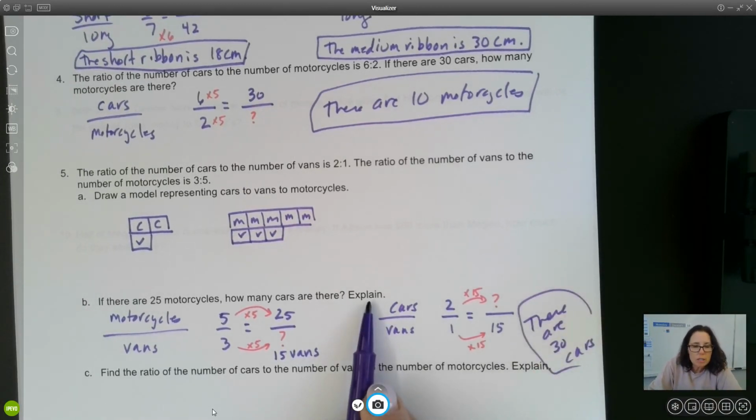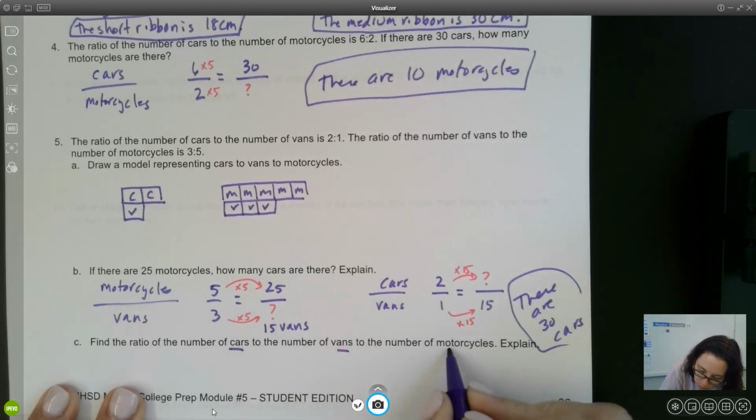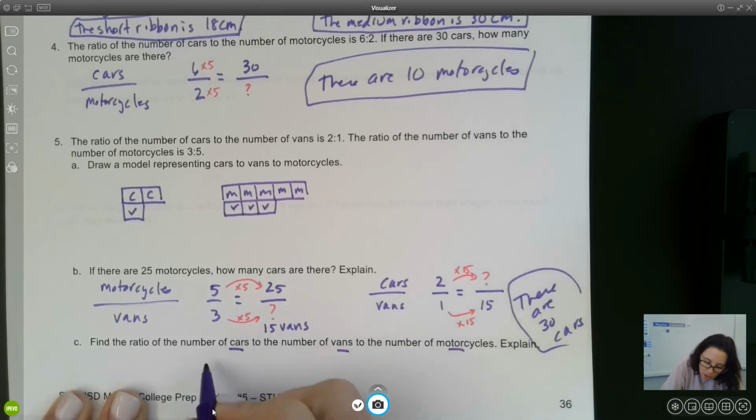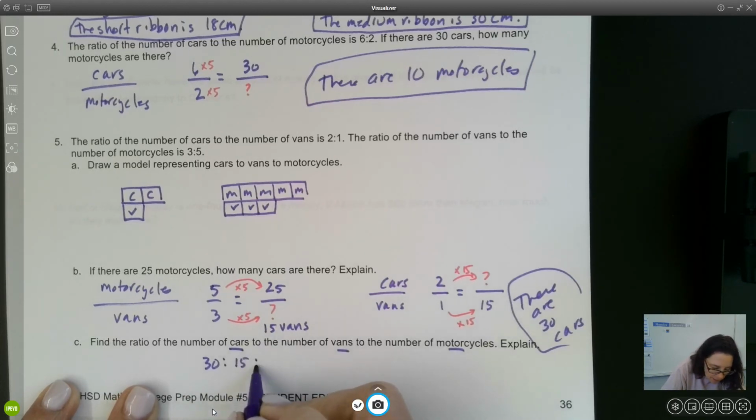Okay, explanation. If you have this work down, you're fine. Okay, that shows how you got the 30 cars. Find the number of cars to the number of vans to the number of motorcycles. Explain. Find the ratio. All right, so cars, vans, motorcycles in that order. 30 cars, 15 vans, 15 vans found here, and then 25 motorcycles.